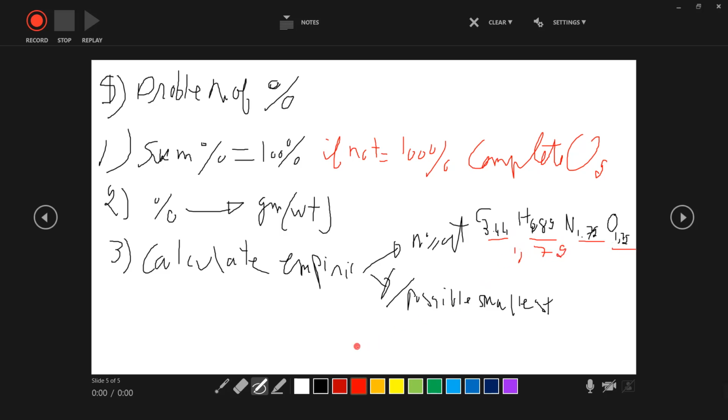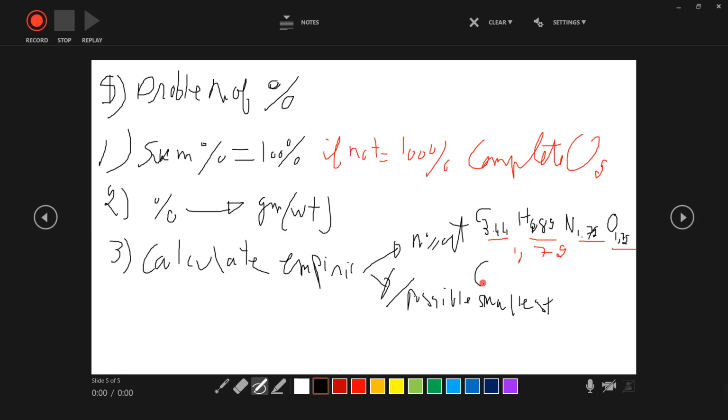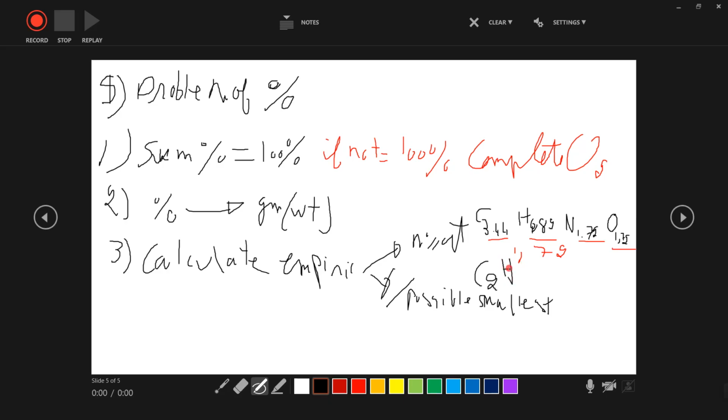When I divide, the carbon will be 2, so it will be C2. When I divide hydrogen by 1.72, it will be 4, H4. And when I divide nitrogen and oxygen by 1.72, it will be, of course, 1, N1O1. So this is my empirical formula. Like this we calculated the empirical formula.